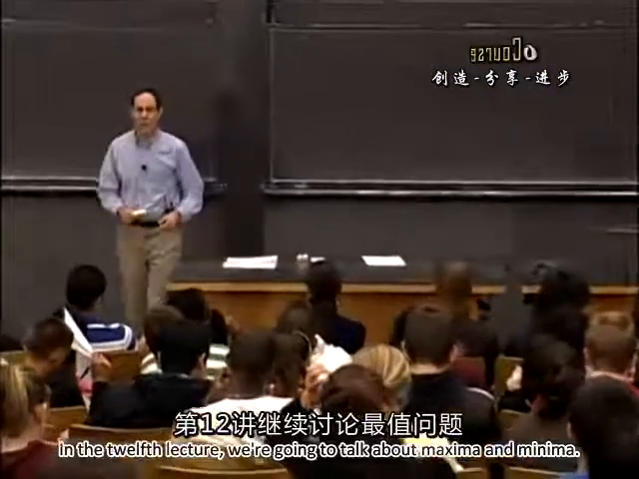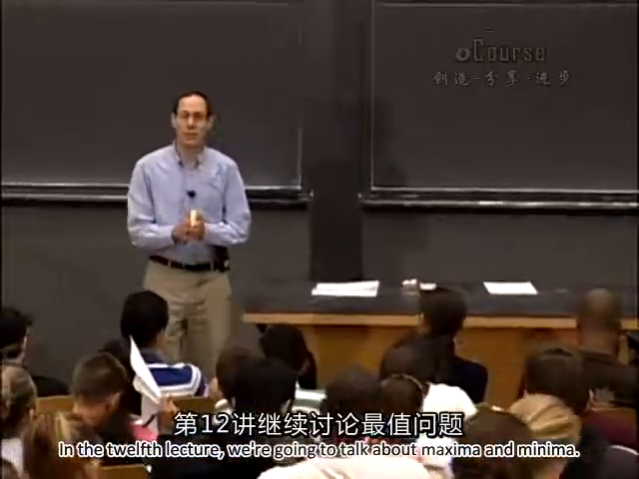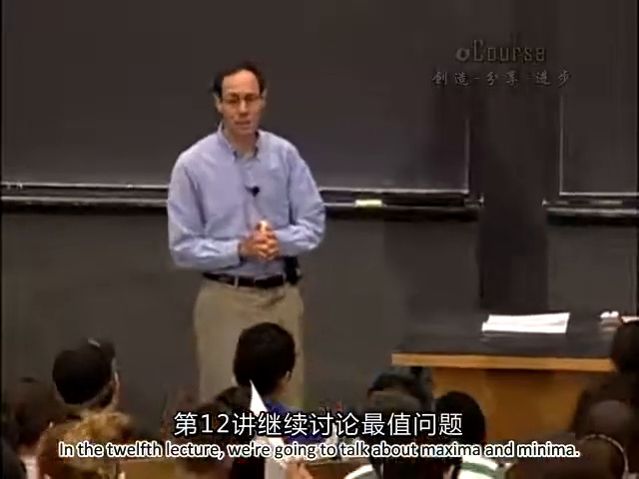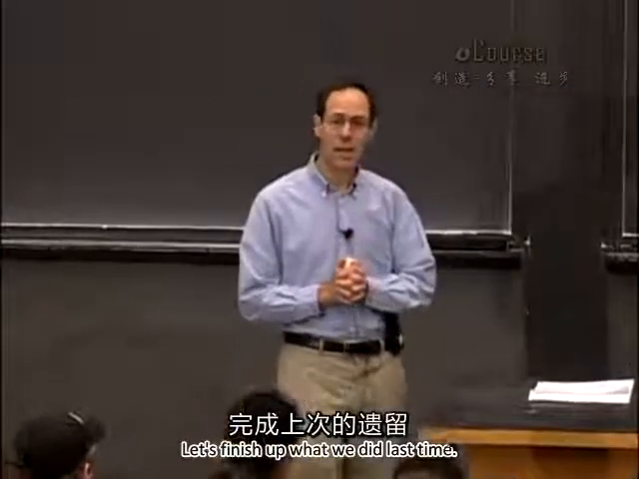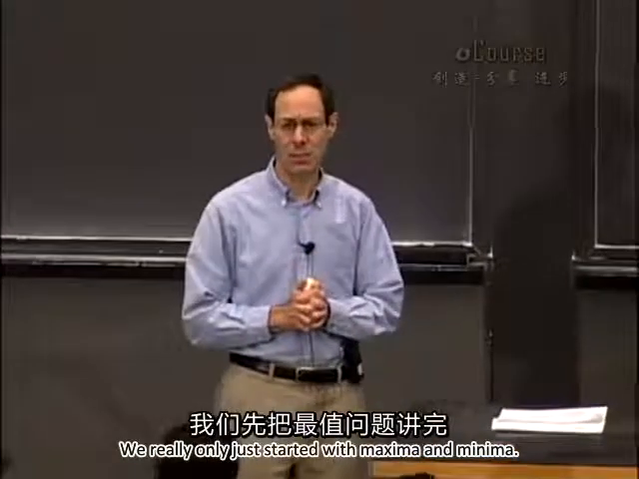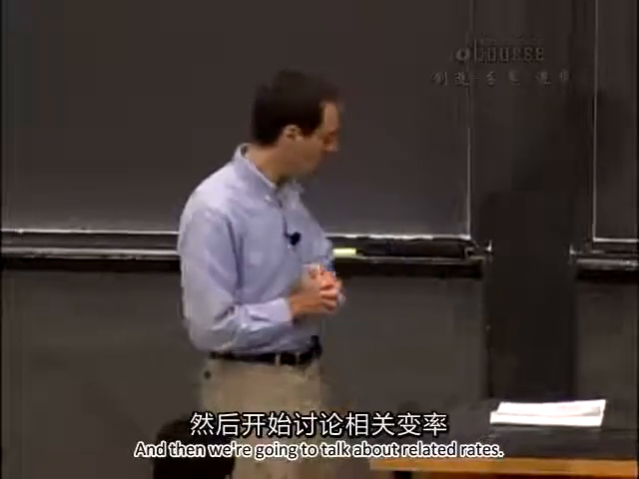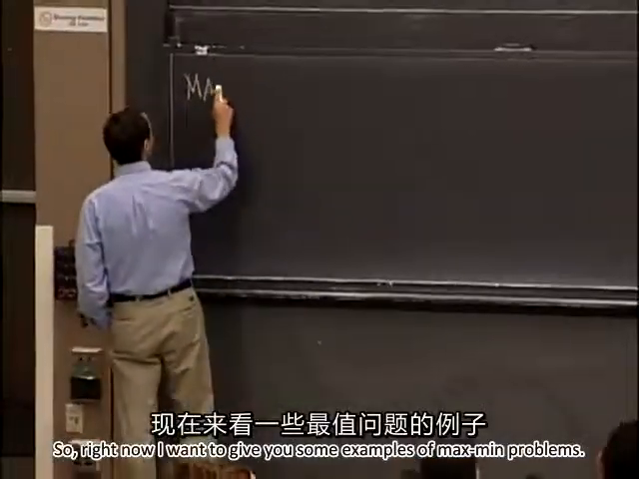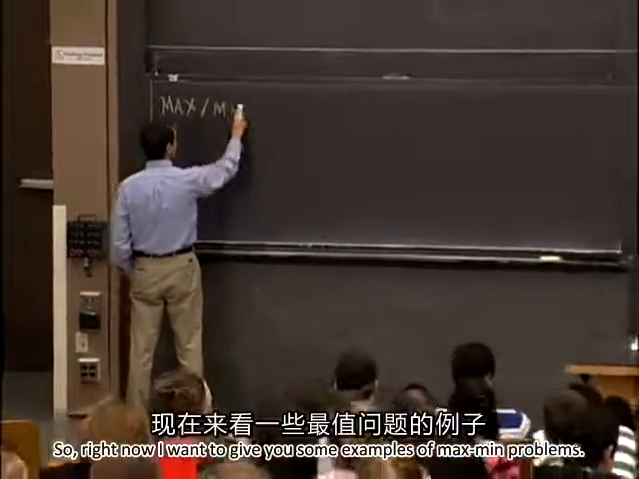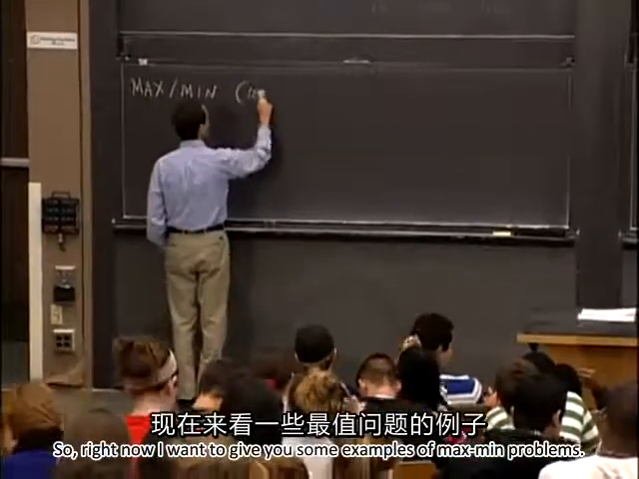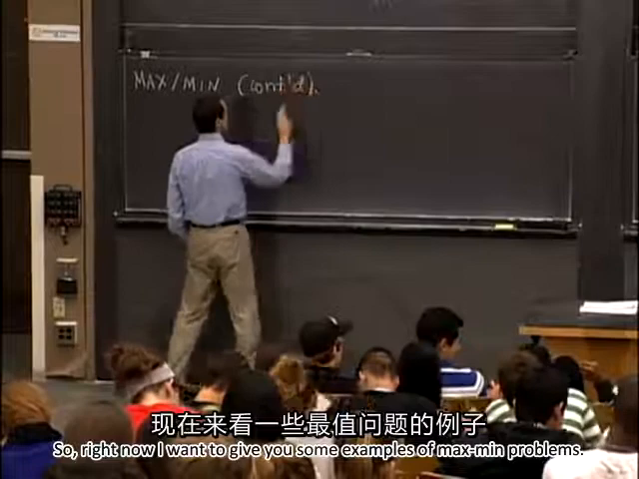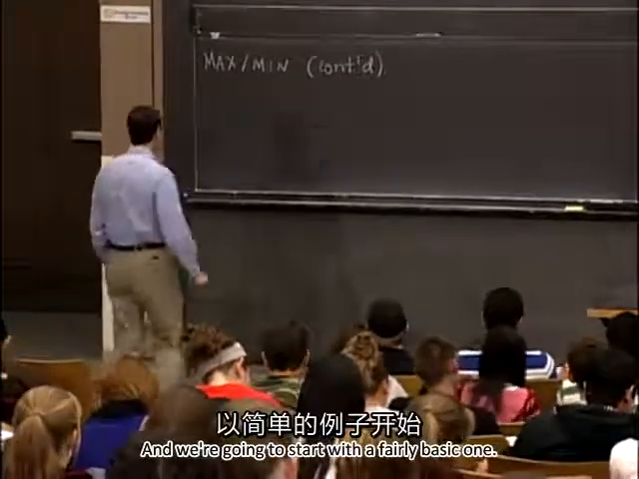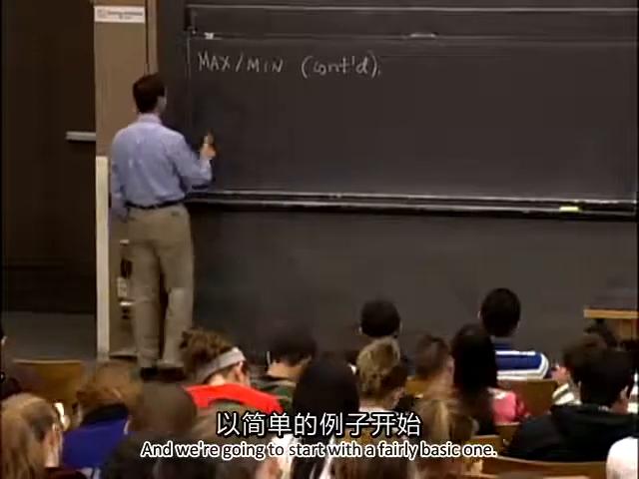In the 12th lecture, we're going to talk about maxima and minima. Let's finish up what we did last time. We really only just started with maxima and minima, and then we're going to talk about related rates. So right now I want to give you some examples of max-min problems. And we're going to start with a fairly basic one.